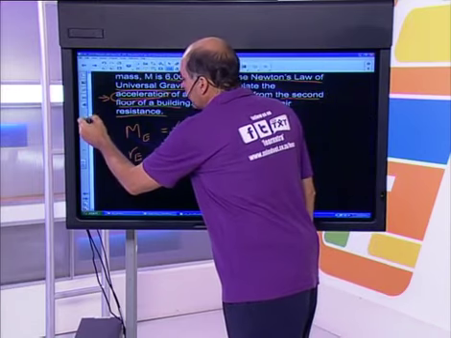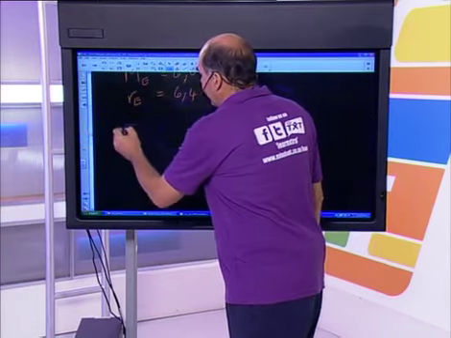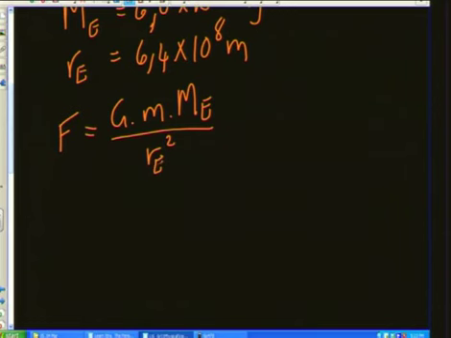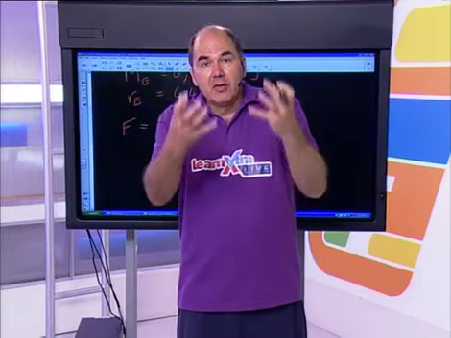So the first thing that I'm going to do is use that information. I'm going to say we know the force of attraction between the object is equal to G times the mass of the object times the mass of the Earth divided by the radius of the Earth squared. That's the equation.